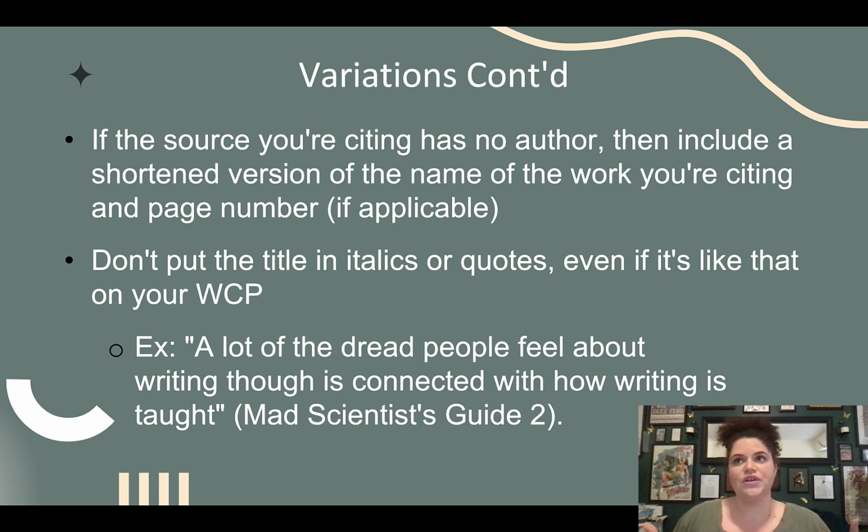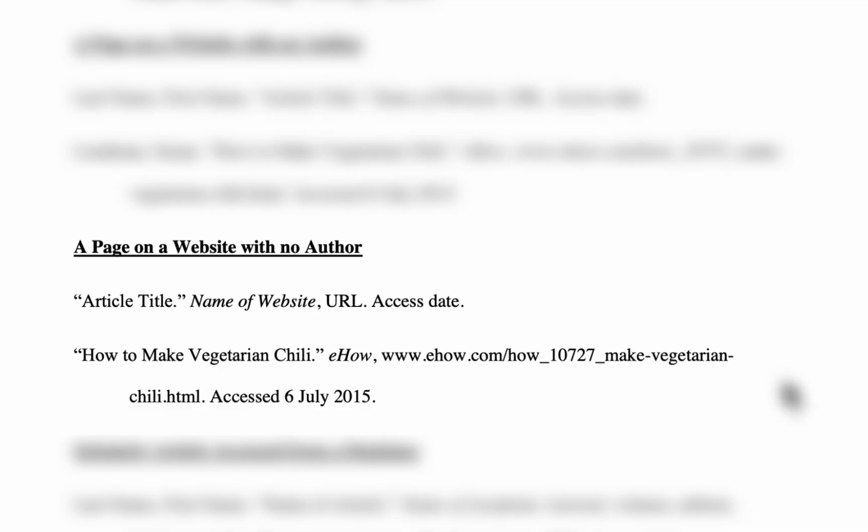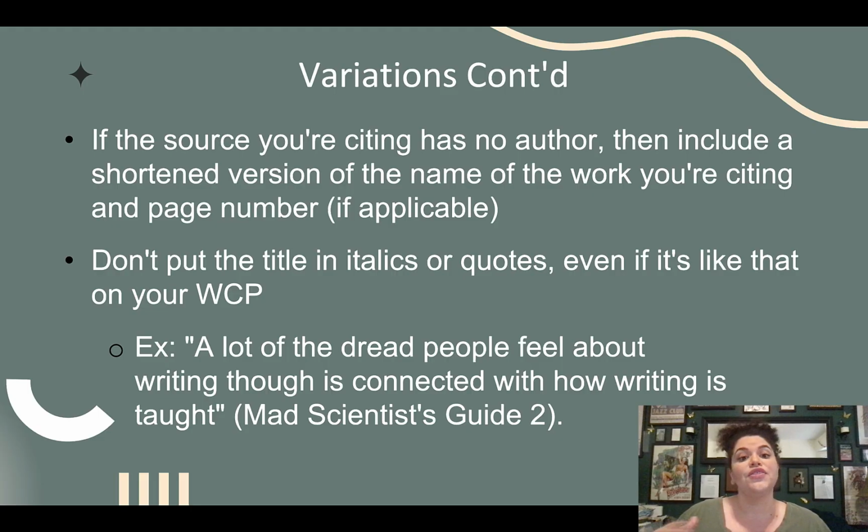So what do we do if the source that we are quoting in our essay does not have an author? What goes in the in-text citation then? So let's say we are using a source like this, right? A page from a website with no author. If you look at the template and the example, there's no author listed. So the first thing listed in the citation is the name of the title, right? The name of the source.